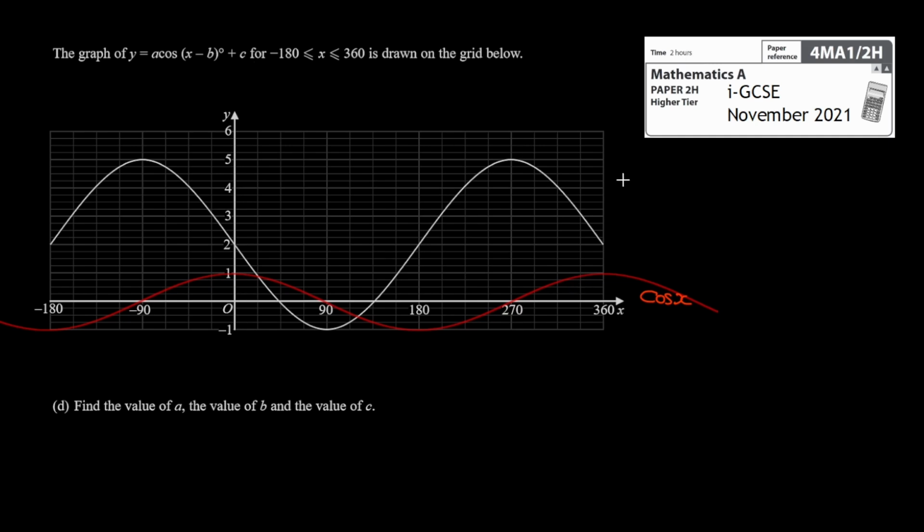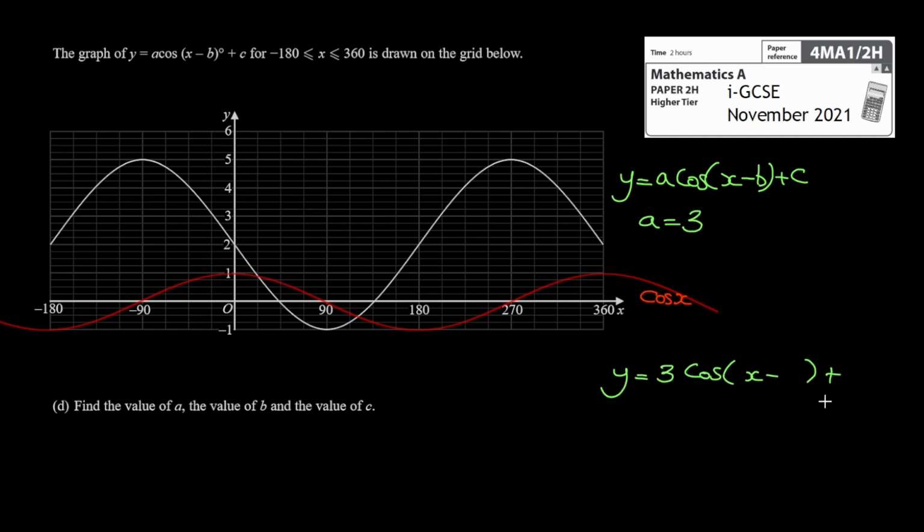So let me write down what our equation is. y is equal to a cos(x minus b) plus c. And because our peak-to-peak value of the red curve, which is 2, has gone up to 6 for the white curve, a must equal 3. So I filled in one of the blanks in our new equation of the white line.